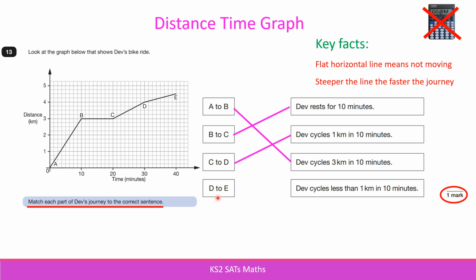Last one then, D to E, says that he cycles less than 1 kilometre in 10 minutes. You can see up here, this is 10 minutes from D to E going across between 30 and 40. 1 kilometre would be between 4 and 5, but we haven't gone to 1 kilometre, we've gone less than 1 kilometre, so that last sentence here is correct. You have a big tick if you got those correct. Great work.